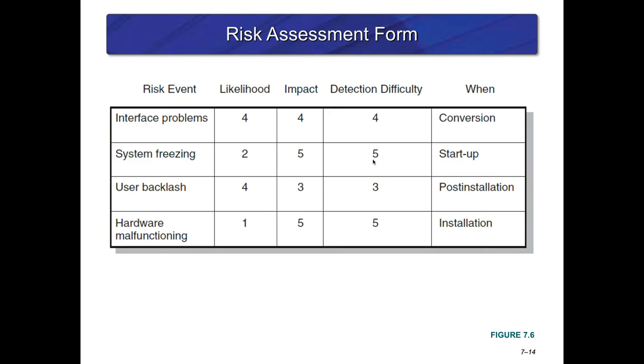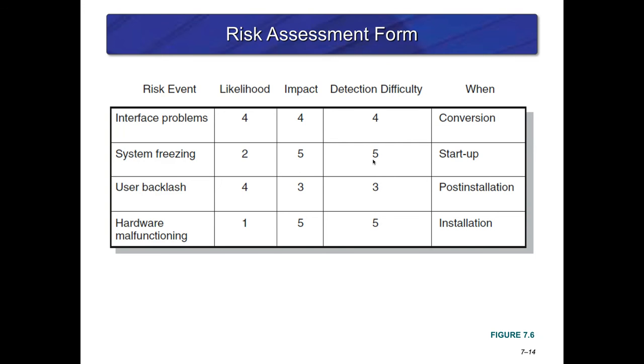Now, you look at this risk assessment form, and now you look at this as the risk event. You look at the likelihood and the impact, the detection difficulty. So an interface problem, probably pretty high. So let's say we were building a new interface for a computer system, right? The interface would be, it's very high. It's like a 40%. Impact on a scale of 1 to 10 is a 4. Detection difficulty, kind of high. And so that's something that we need to think about.